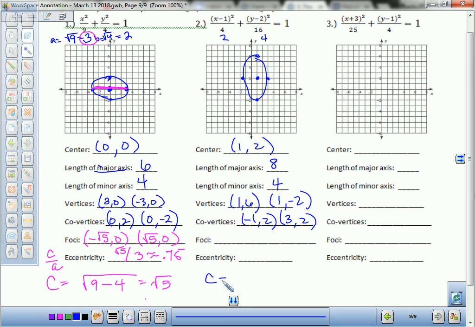To find the foci, I would do c, which is the square root of the bigger number minus the smaller number, root 12. If you wanted to simplify that to 2 roots of 3, you could. But this time, the foci have to lie on that major axis again, so I'm going to add and subtract that c to my y. And the eccentricity would be 2 roots of 3 over a. A is the bigger one, so it's 4.